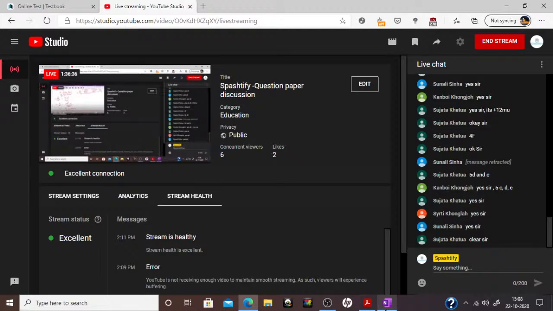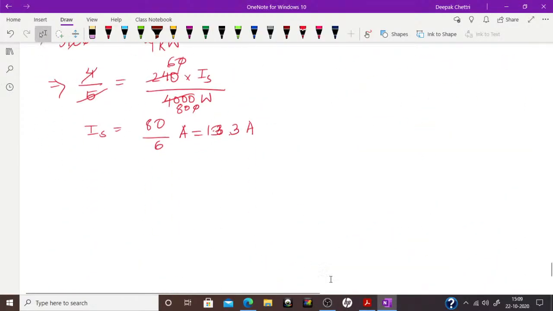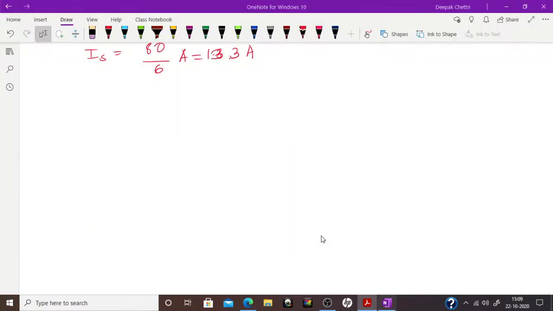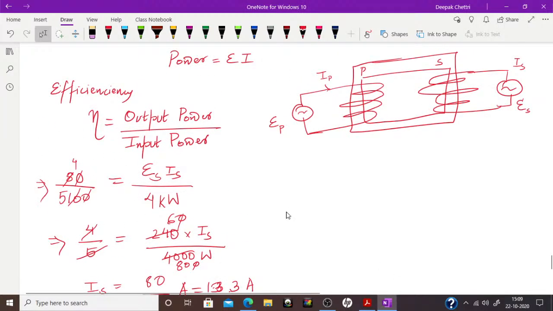Okay, so that is the answer to the second part of the question. There are two questions here. If you read, calculate the primary and secondary current. So secondary current is that one which we got just now. Primary current, we also have to find the value of IP.